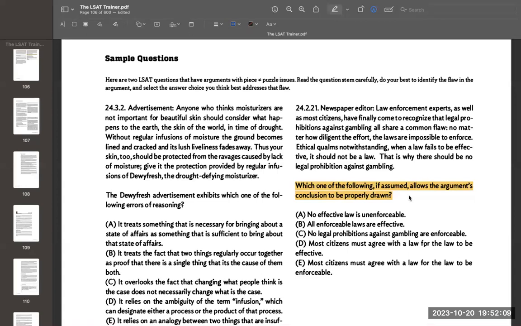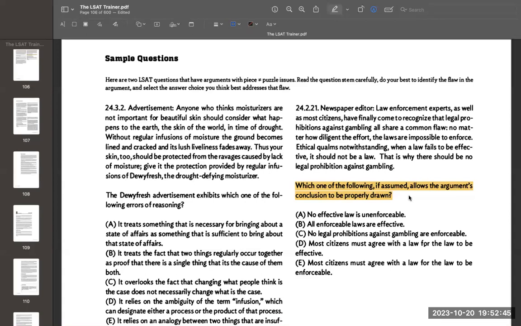All right, let's get into the analysis of the stimulus. So a newspaper editor says that law enforcement experts, as well as most citizens, have finally come to recognize that legal prohibitions against gambling all share a common flaw. No matter how diligent the effort, the laws are impossible to enforce. Ethical qualms notwithstanding, when a law fails to be effective, it should not be a law. That is why there should be no legal prohibition against gambling.